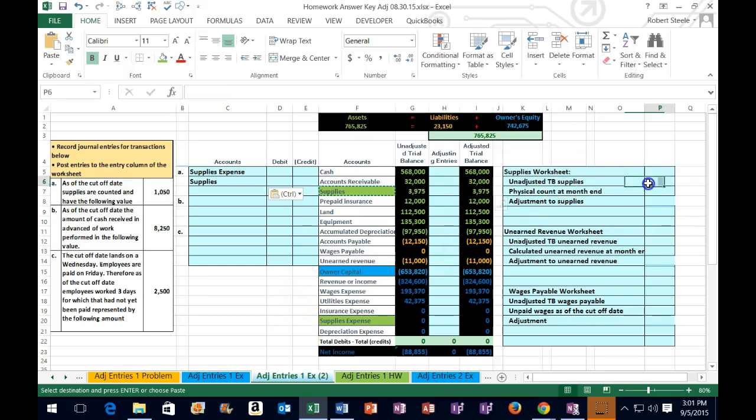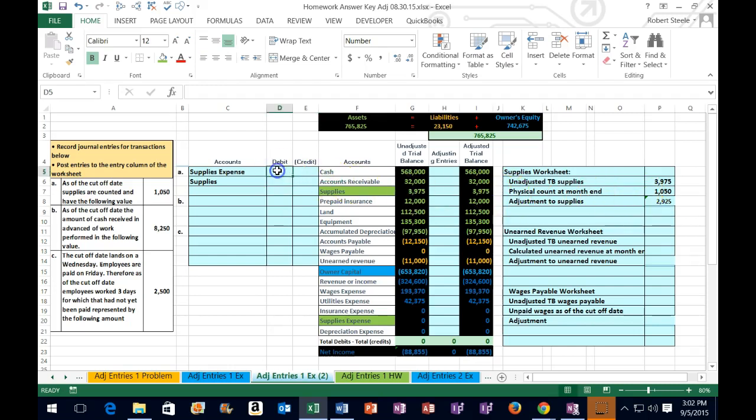So if we look at our worksheet, what we're saying is that we currently have 3975 in supplies right there. We counted it to be 1050. If we did the calculation here in Excel, I'm going to say equals, point to this number minus this number, enter. So then this 2925 is what this needs to go down by in order to bring us to the physical count of 1050.